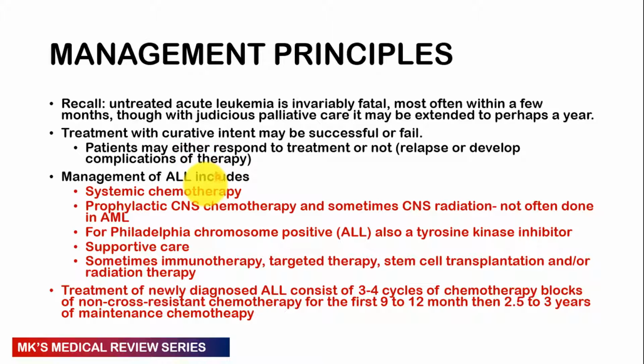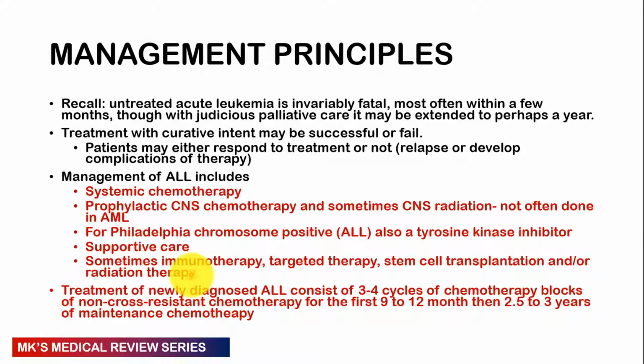Now, the management of acute lymphoblastic leukemia is going to include systemic chemotherapy, prophylactic CNS chemotherapy, and sometimes even CNS irradiation. It's not often done in acute myeloid leukemia. That's one of the big differences. And if you find that there is a positive Philadelphia chromosome, then you can also give tyrosine kinase inhibitors. You also offer supportive care to manage the anemia, the thrombocytopenia, and the infections. Sometimes we can treat these patients with immunotherapy, targeted therapy, stem cell therapy, and even radiotherapy.